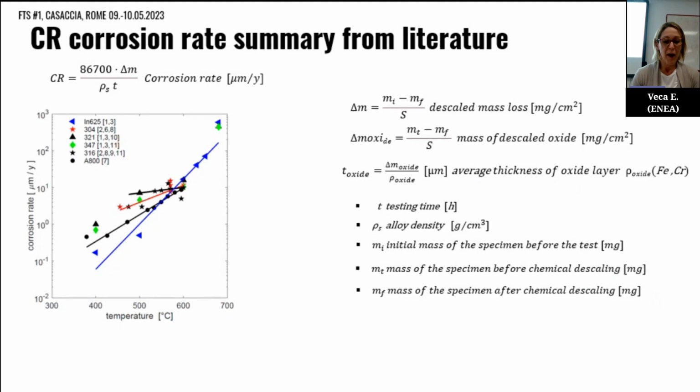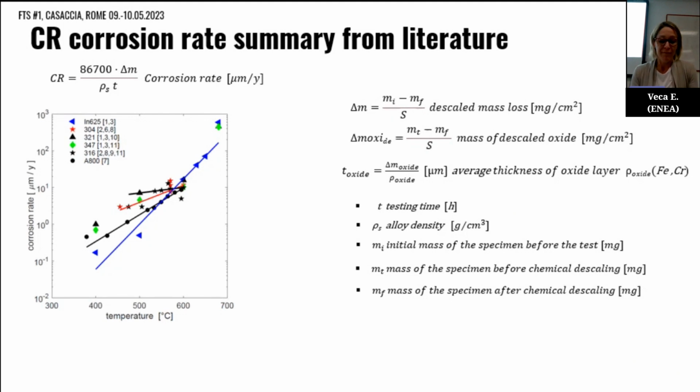I have plotted some literature data about corrosion. For example, looking at the black star, it refers to the 316 stainless steel. Some discrepancies come out, considering the 316 compared to the alloy 800. Some discrepancies come out, even though the data refer to similar experimental conditions.